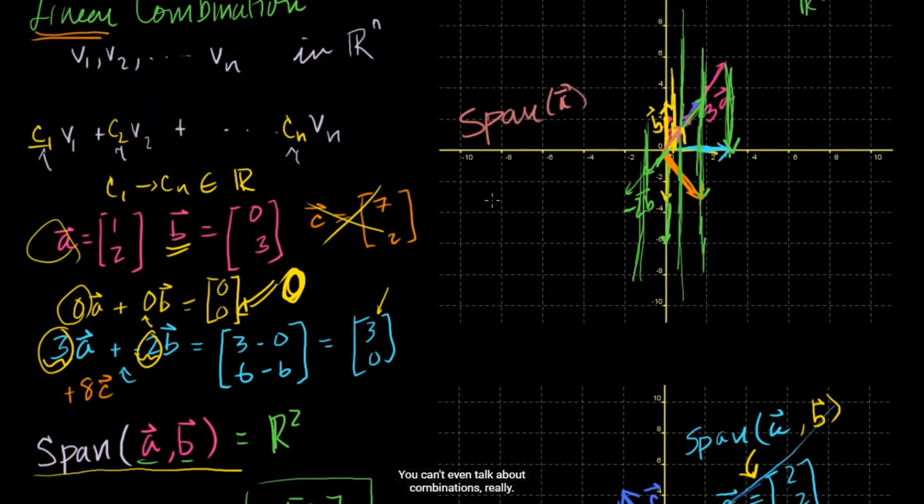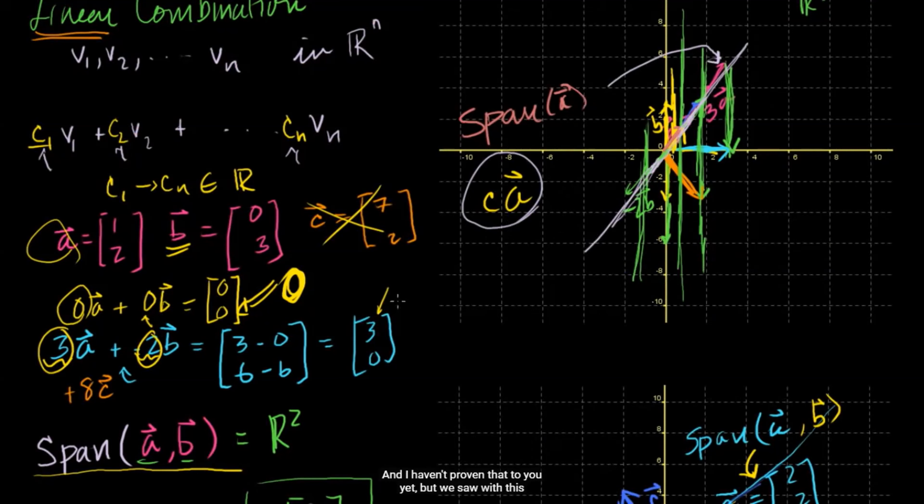You can't even talk about combinations really. So it's just C times A. All of those vectors. We saw in the video where I parametrized, or showed a parametric representation of, a line, that the span of just this vector A is all of the line that's formed when you scale A up and down. The span of A is just a line. You have to have two vectors, and they can't be collinear, in order to span all of R2.